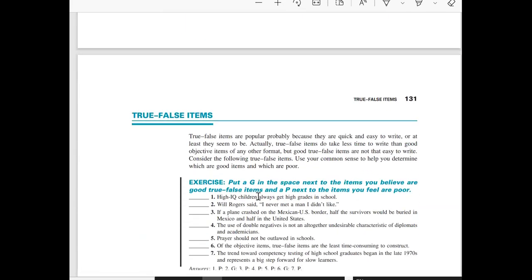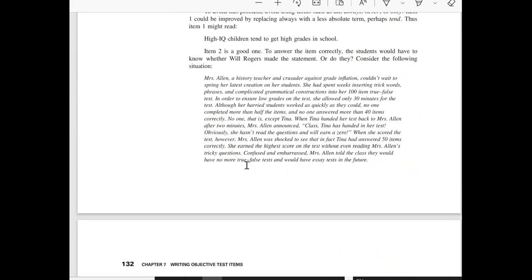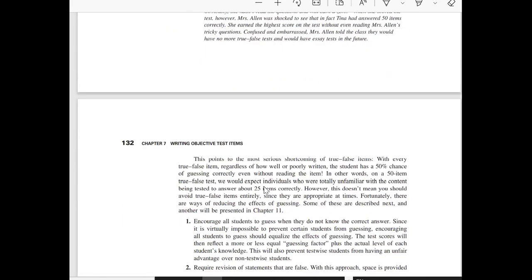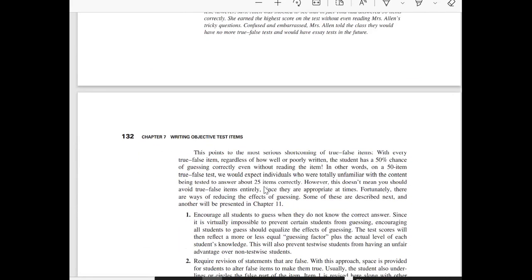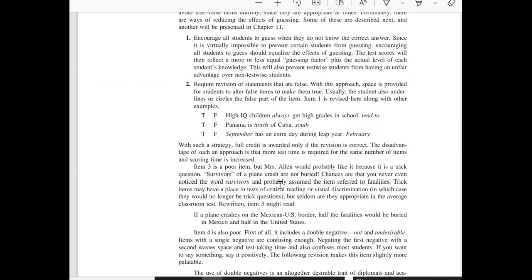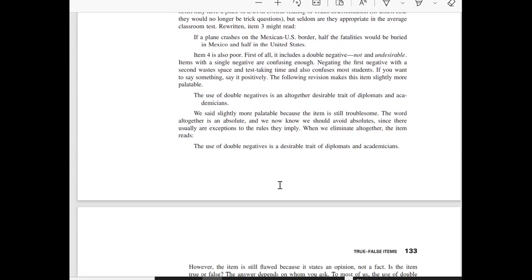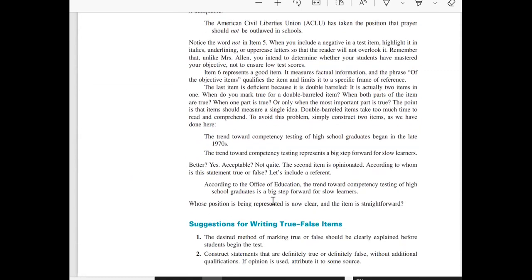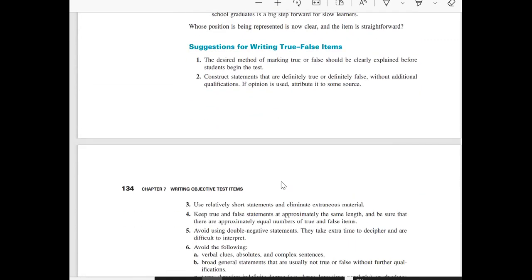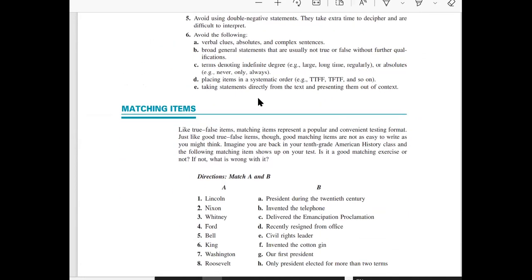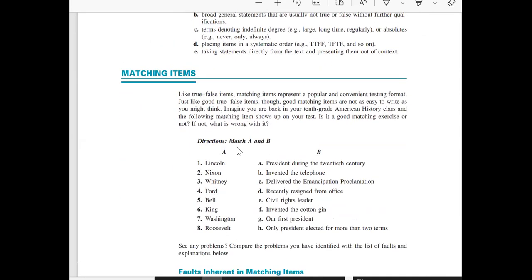All right, so what I wanted to show you though is how to do a matching. And she even goes to the trouble to show you how to write samples of higher order items. I wanted to look for a matching to show you how the matching works. Here's another suggestion for writing true and false items again. And here is the matching. But in this one, he asks you what is wrong with it.